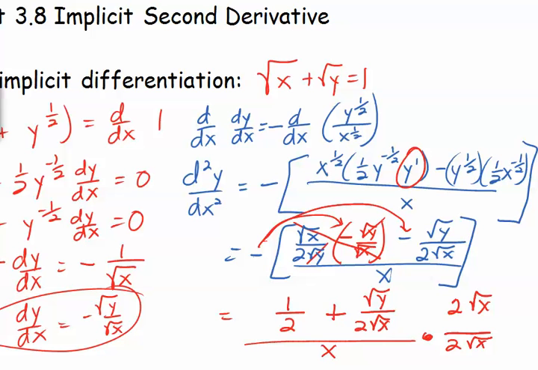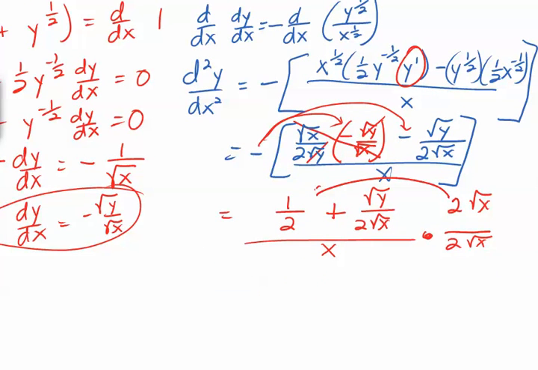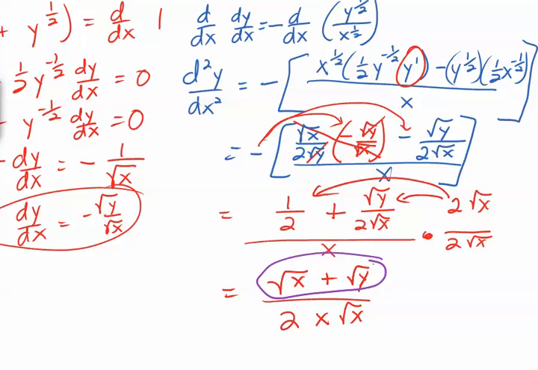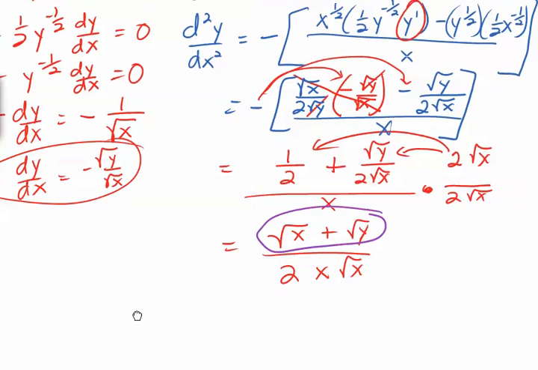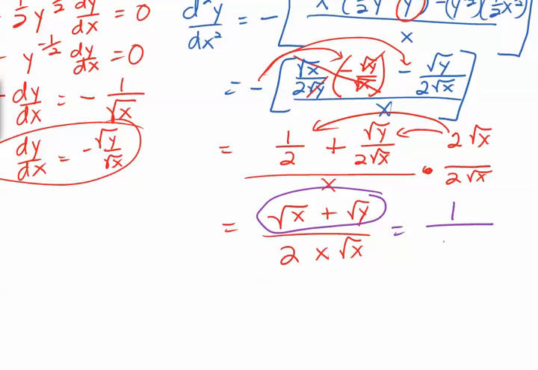So multiply through by the common denominator, and of course remember we're distributing here in the numerator, so the 1/2 cancels. So we've got the square root of x and the square root of y, and our denominator is 2, and then x square root of x. And this is where our second substitution comes into play. We know the square root of x plus the square root of y from our original problem is exactly equal to 1. So this is our substitution step here.